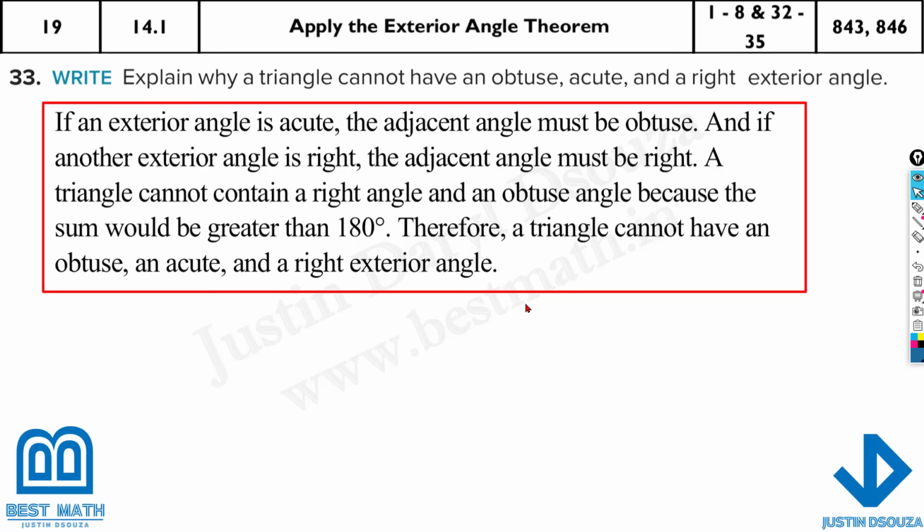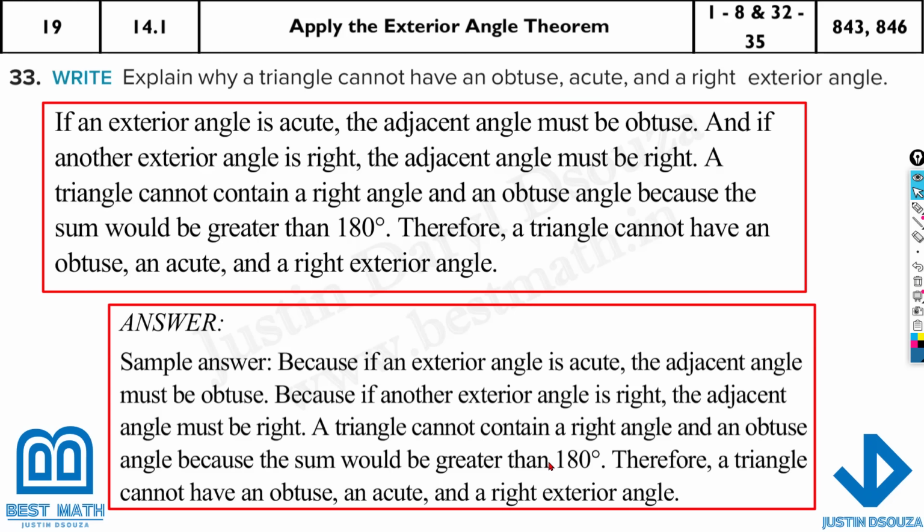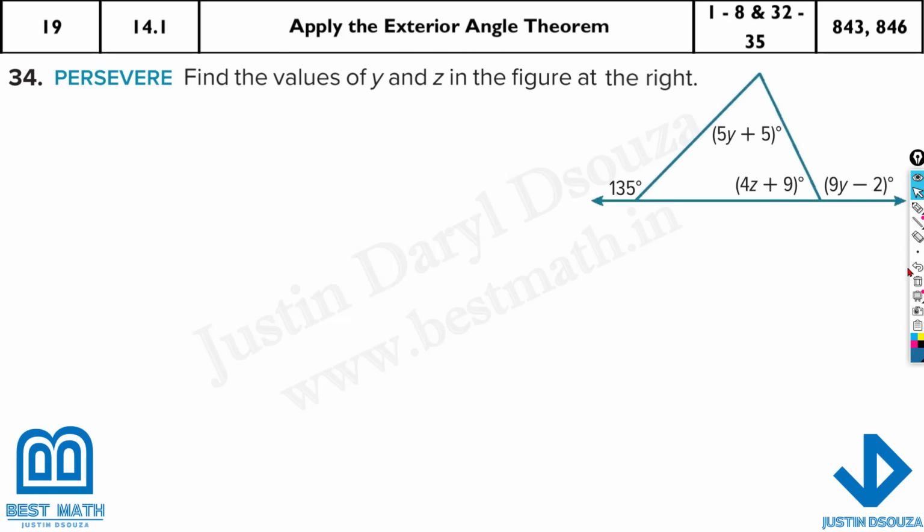So therefore a triangle cannot be formed with these three angles as exterior angles. It's the same thing here as well. Now we have another problem where we need to use exterior angle, but now this is interesting. Why? Because there's y and z, two variables, and then we have exterior angle.